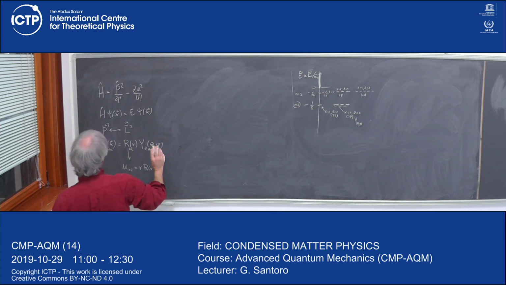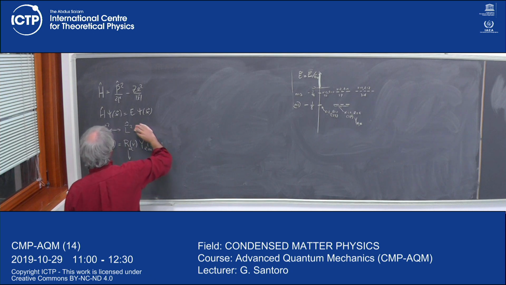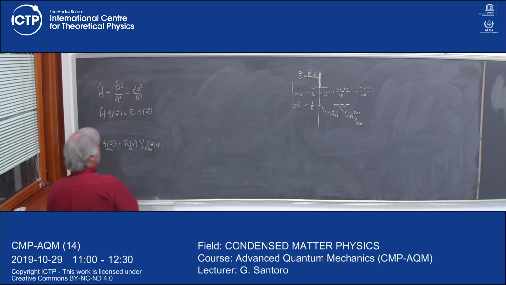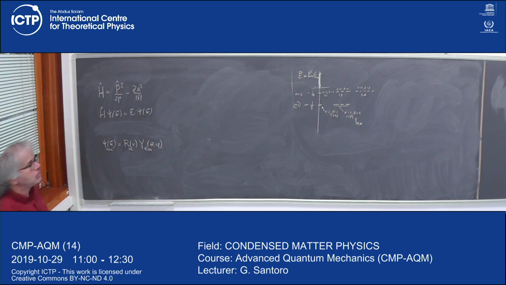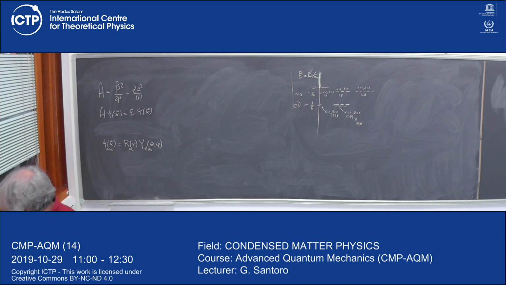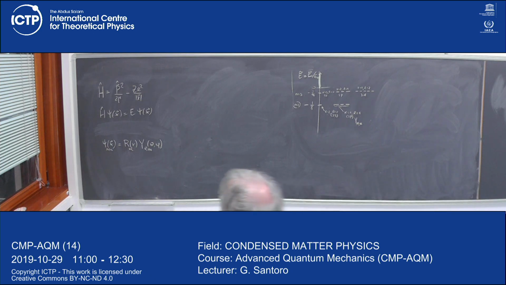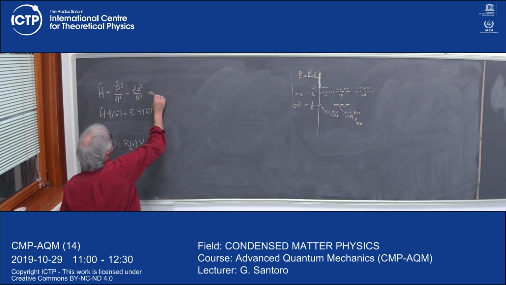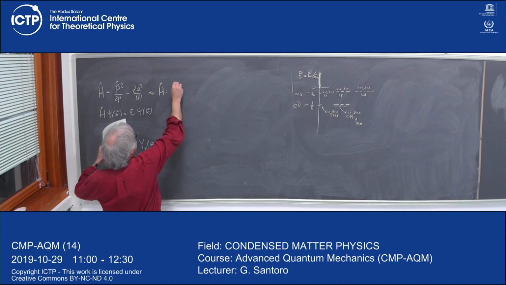So, suppose that I put the hydrogen atom in a classical magnetic field, and I ask you, okay, let's write the Hamiltonian. Then you would write the following Hamiltonian. Not this, but rather this.